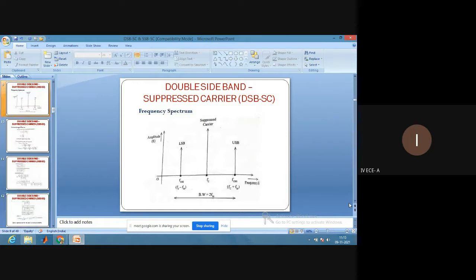This is the frequency spectrum of double sideband suppressed carrier. We can notice that we'll have two sidebands, LSB and USB, and the carrier is suppressed, and the bandwidth requirement is given as 2 fm.